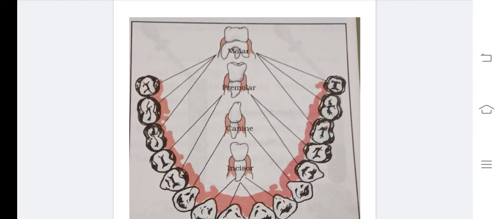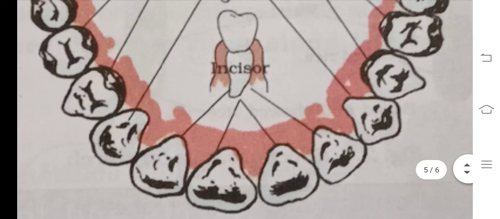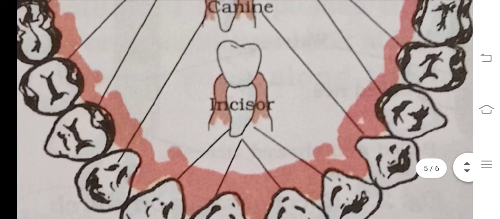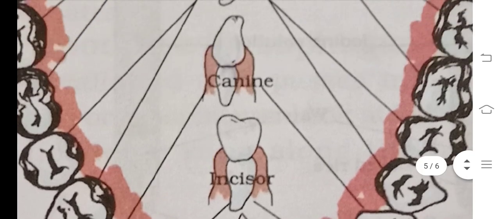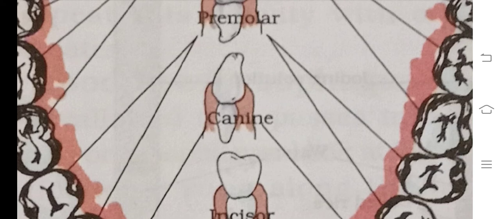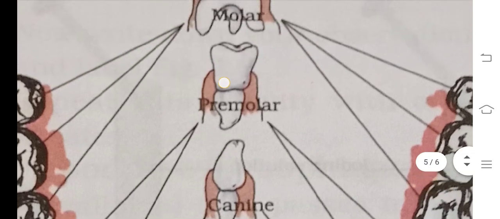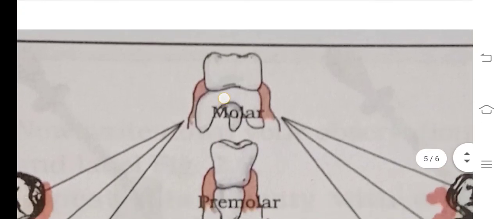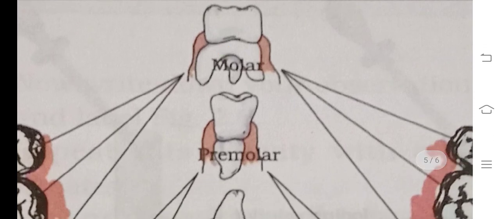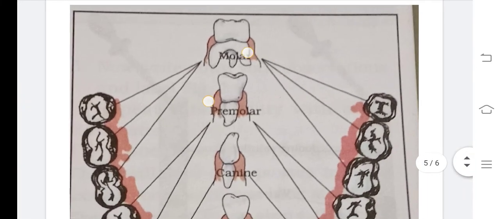What are the functions of those? Incisors help in biting and cutting of food. Canines help in tearing of food. What about premolars and molars? They help in chewing and grinding. There are four incisors present in each jaw.